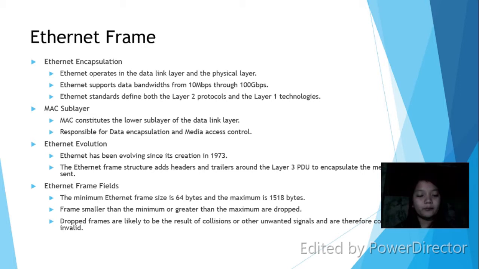The minimum Ethernet frame size is 64 bytes and the maximum is 1518 bytes. Frames smaller than the minimum or greater than the maximum are dropped. If the frame is smaller than the minimum, it will be dropped, and if it is greater than the maximum, it is also dropped. Dropped frames are likely to be the result of collisions or other unwanted signals and are therefore considered invalid.